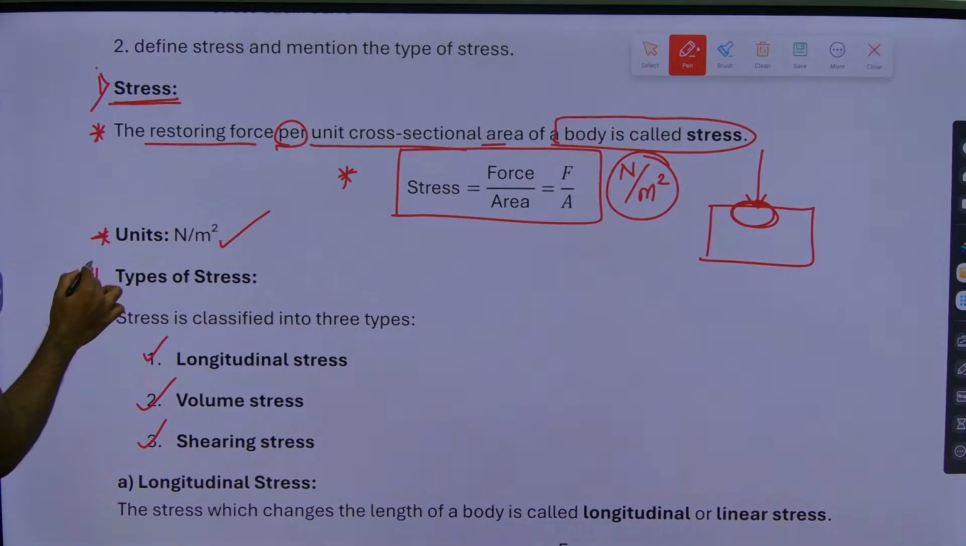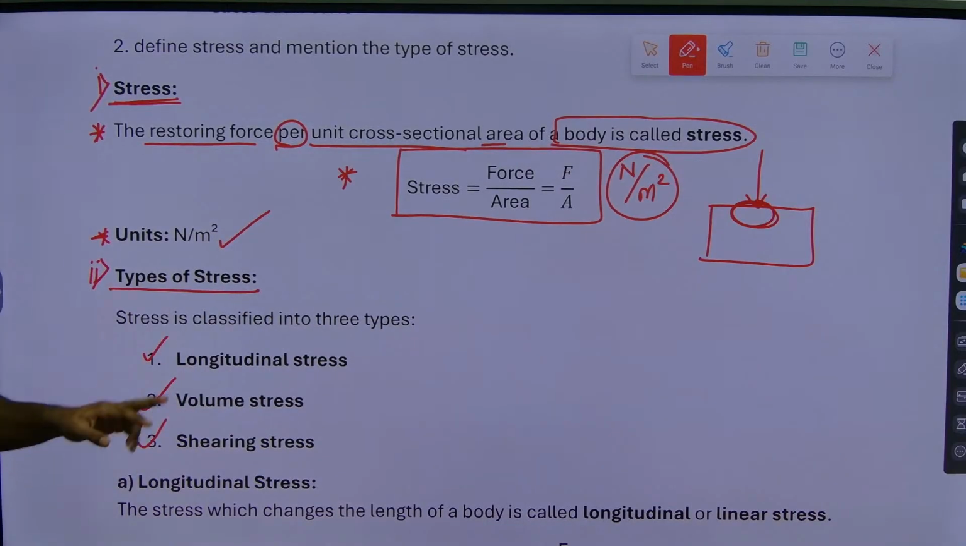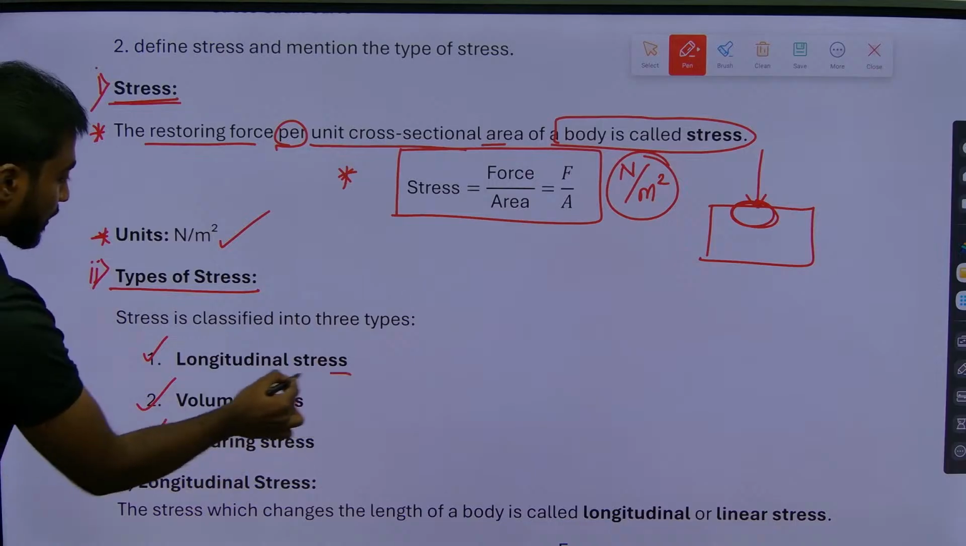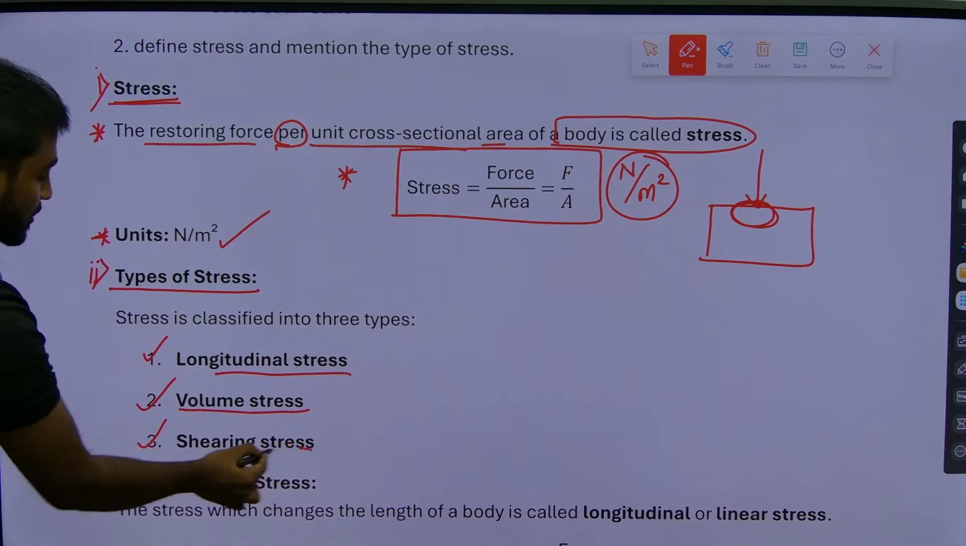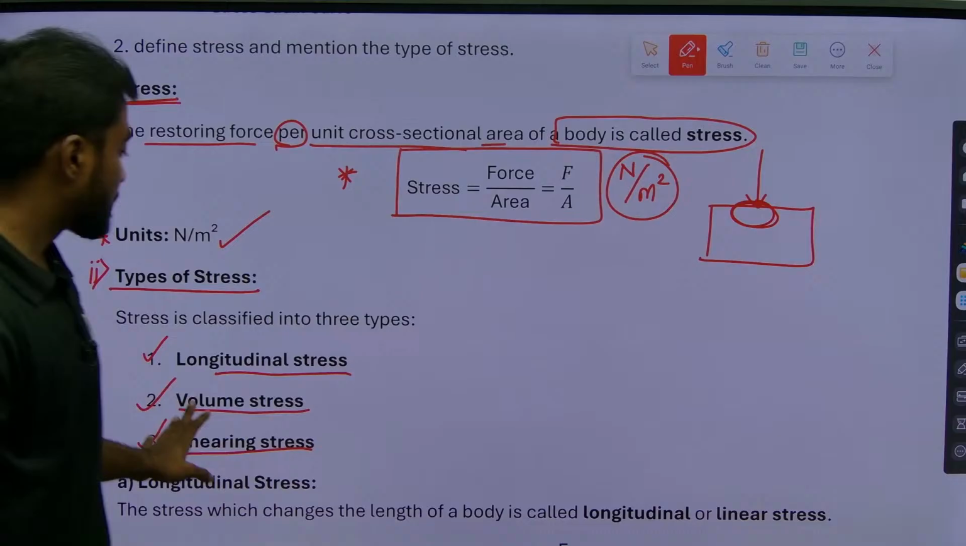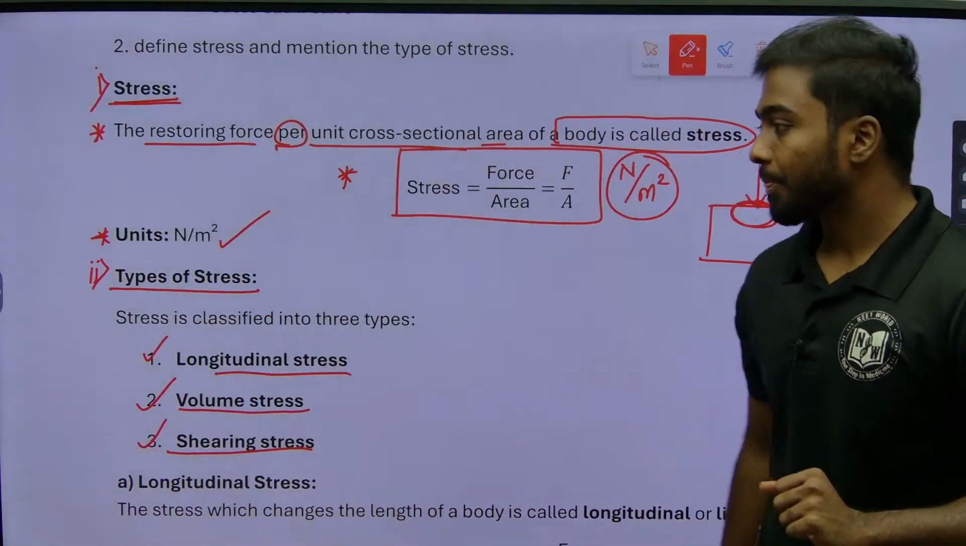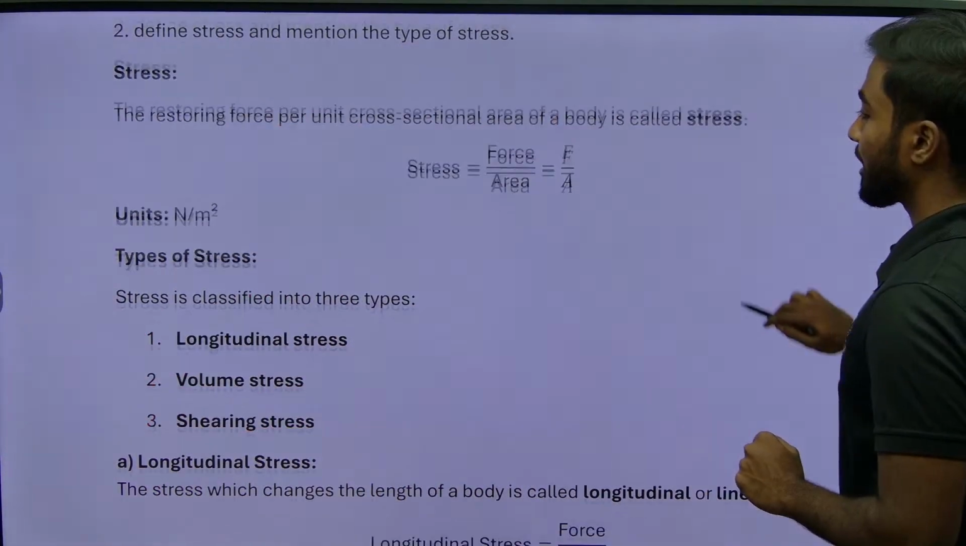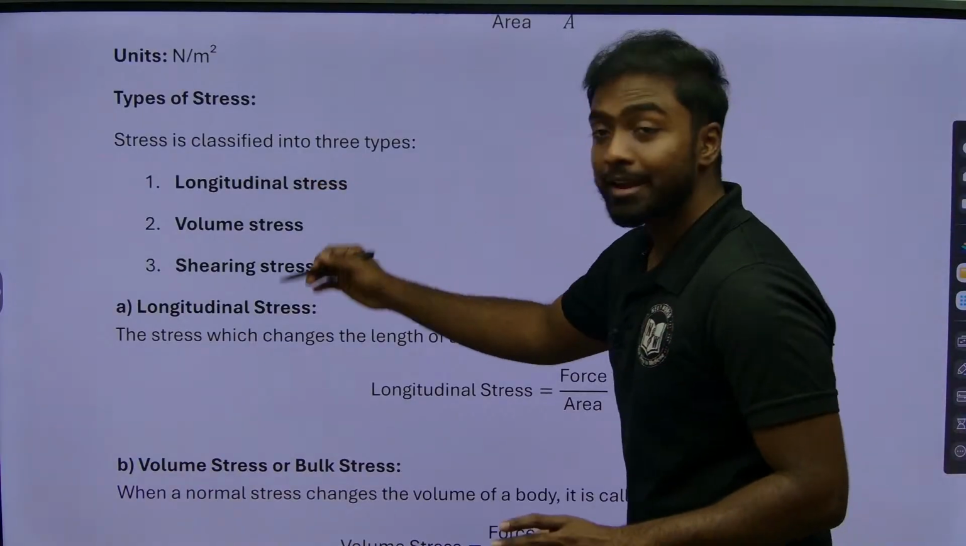Next, the second subheading is types of stress. So there are three types of stress: longitudinal stress, volume stress and shearing stress. So these are the three types of stress. After this we need to explain each type and each formula.